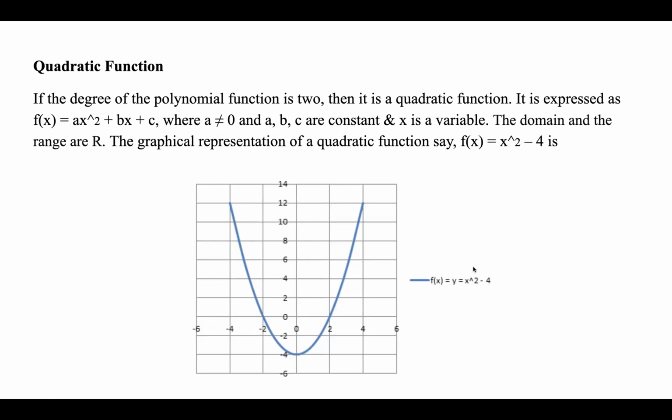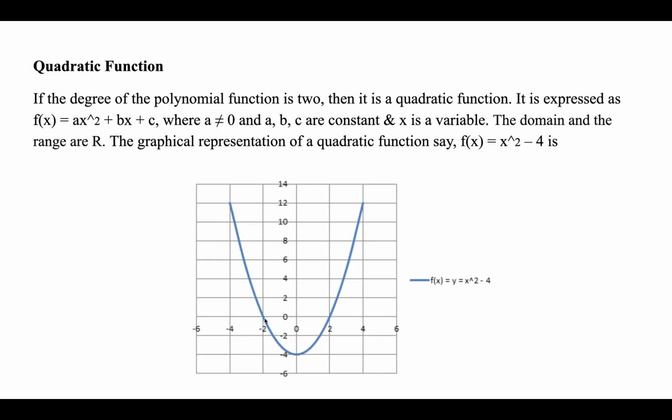So f of x equal to y equal to x square minus 4. When we take the value of x as minus 4, its square is 16. 16 minus 4 gives the value of f of x as 12. We can see here, for minus 4 value of x, we can go for this. Then if we consider value minus 2, then minus 2 square is 4. 4 minus 4 is equal to 0. So for this value of x as minus 2, y will be 0.